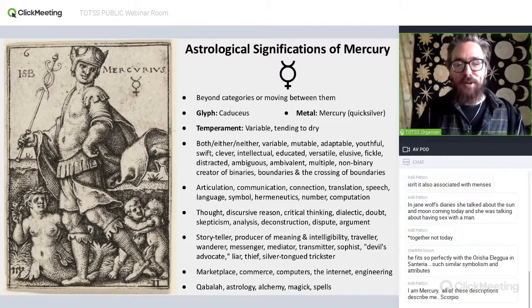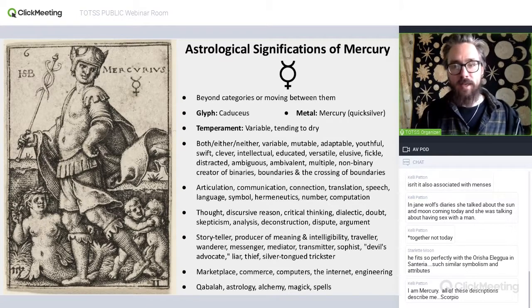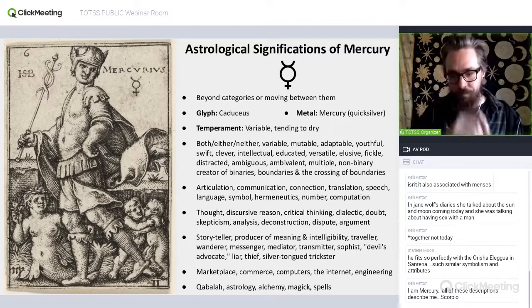All right, and I think Mercury also rules Qabalah, astrology, alchemy, magic, and spells are interesting, right? A spell is literally related to the word spelling, similar to the way that the word grimoire is actually etymologically from grammar. A grimoire is like a magical grammar, or the information about the magical language.